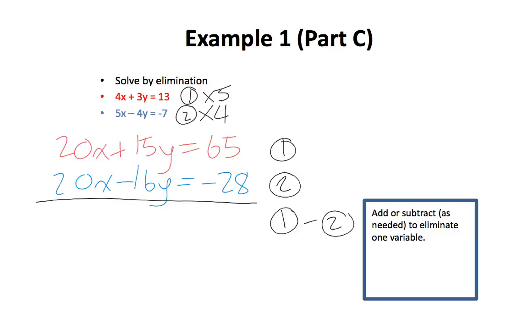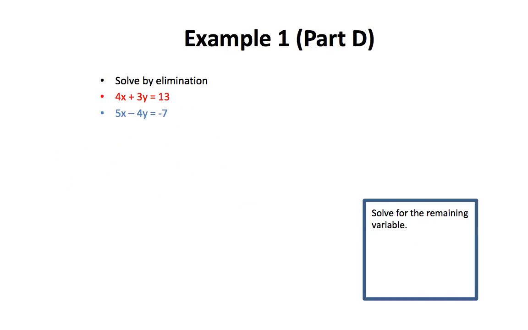If you add, you will not eliminate the variable of x. So 20x subtract 20x cancels out. Positive 15y subtract negative 16y is positive 31y. And 65 subtract negative 28 is positive 93. As you can see, we've successfully eliminated the variable of x. And now we just need to solve for y.